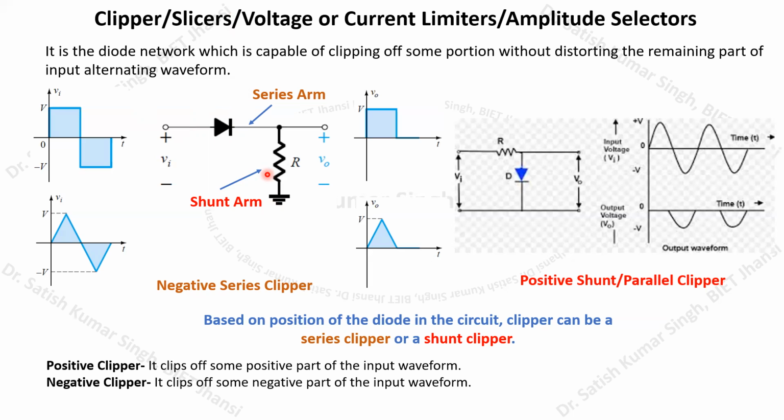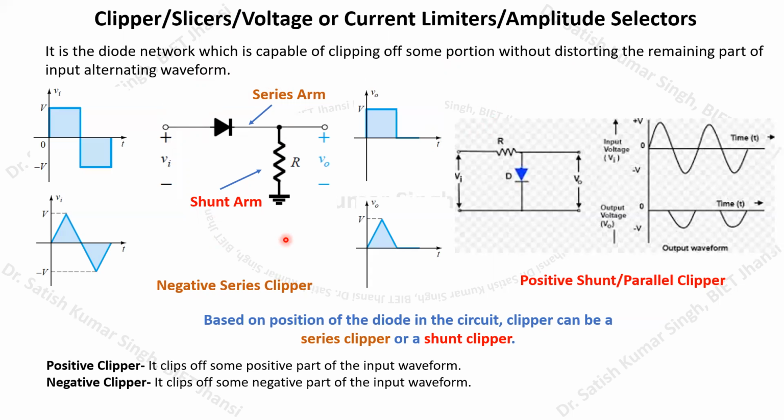By definition, the meaning of this clipper circuit is that the circuit will be capable of clipping off a certain portion of a particular alternating signal. What does it mean by clipping off a certain portion? Some portion of the input waveform is going to be clipped off without distorting the remaining part of the input waveform. So let's try to understand this very basic simple circuit that you have already seen.